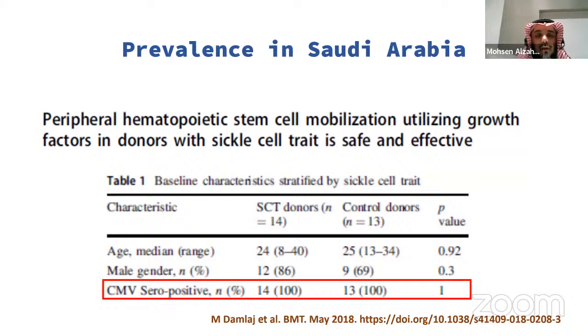This is one study on the indirect prevalence of CMV infection in Saudi Arabia. This study, which we did, was about sickle cell transplanted patients. We looked at the donors of sickle cell disease patients, and we have two groups of donors, sickle cell trait and healthy donors. All of those donors were CMV seropositive. So the infection rate in our population, at least the people coming from regions with sickle cell disease, is almost 100%.